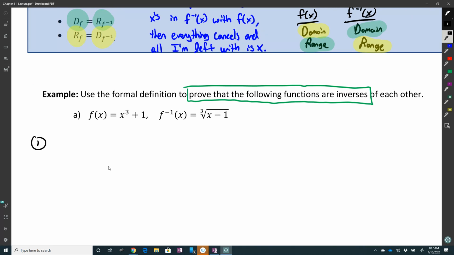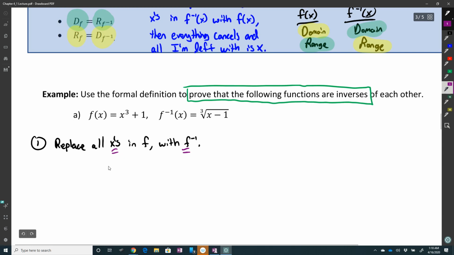I guess I should write it up. Oh, I'll put it here. So the first thing, replace all x's in f of x with f inverse. So that's the first thing we're going to do.